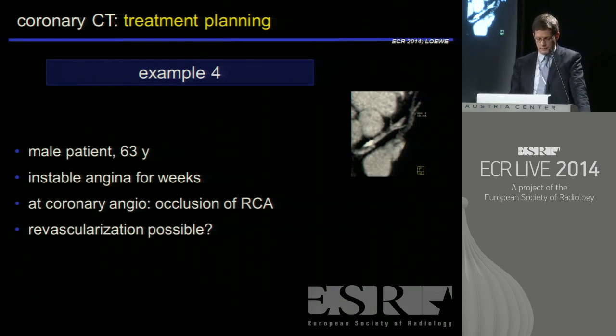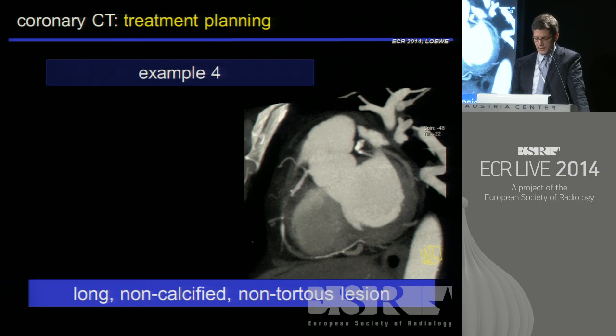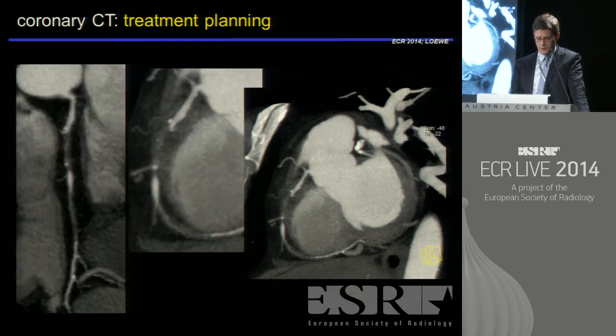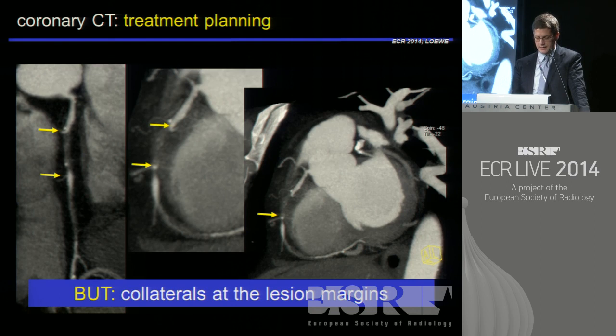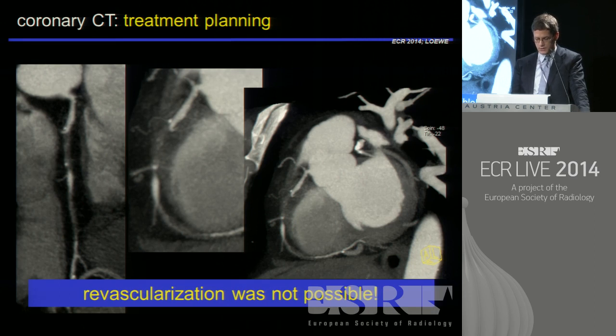Another example, a patient with a chronic total occlusion of the RCA. It was not clear at angio if the CTO PCI could be successful or not. And CT shows a very long, non-calcified, non-tortuous lesion, but very important, we have big collateral vessels at the beginning and the distal part of the lesion, and this is very critical, since if you try to pass this occlusion, you will end up all the time just in the collaterals, and exactly this happened during coronary angio, so it was not successful. The CTO PCI could not be done. The revascularization was not possible.